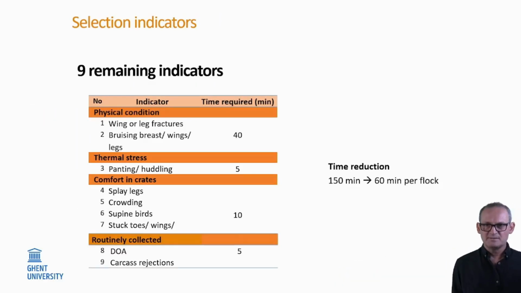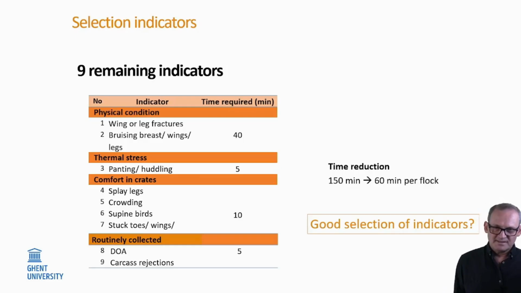And so our final welfare protocol consists of 9 welfare indicators, and the original one, if you remember, numbered 16 indicators. So the original protocol took 150 minutes to perform per flock, and now this was reduced to our goal of 1 hour per flock that was needed to assess these 9 welfare indicators.